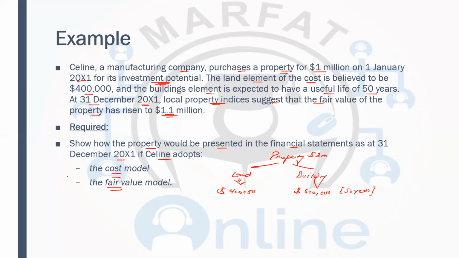Now, obviously, they're going to choose one model, but in the question, we have to show both of the extracts. In practice, they're going to choose one, either the cost model or the fair value model. Now, in the cost model, it is just like IAS 16: cost less depreciation and less impairment. And you're not going to revalue the asset in the cost model.